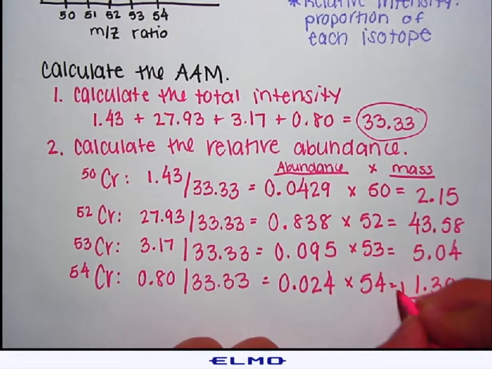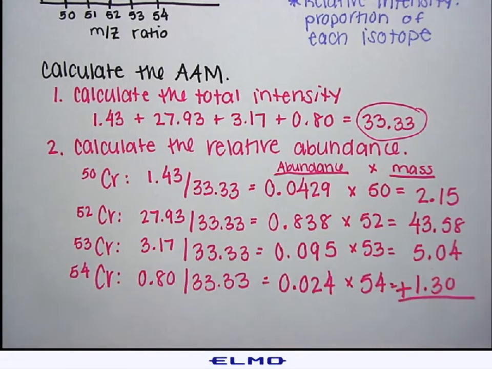And then last step is we want to add up all 4 of our isotopes. And I would get about 52.07 AMU.